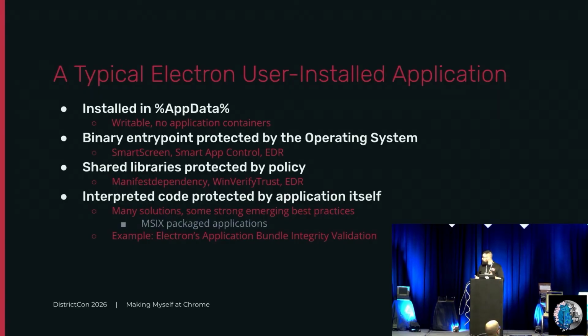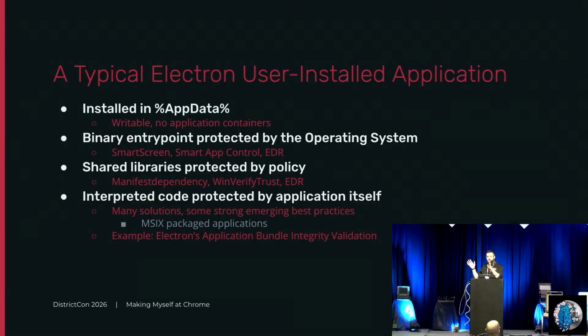So, a little bit of background in place. Let's talk about the anatomy of a user-installed Electron application. Let's talk about what protections you get when you run a typical app, and what you don't. I'm going to focus a little bit on Windows here. There's discussion to be had on other platforms as well, but the highest impact is on Windows, so this is where I focused.